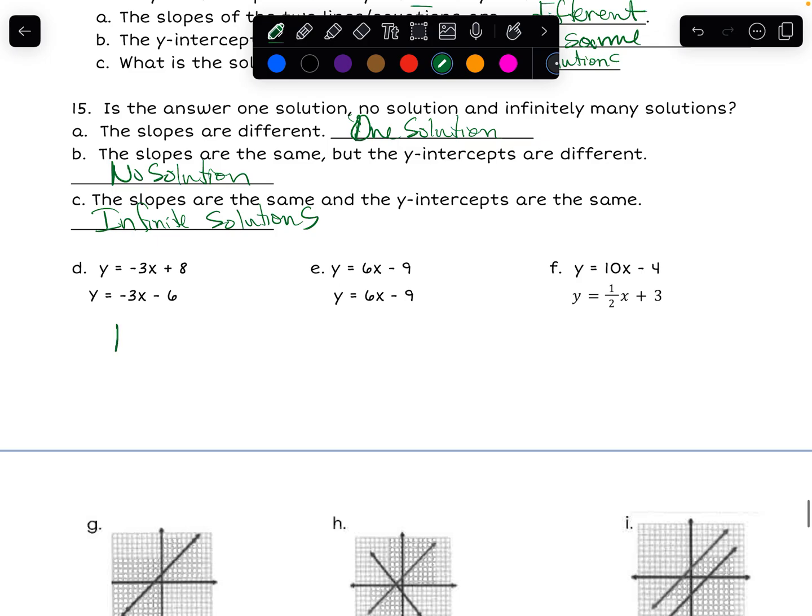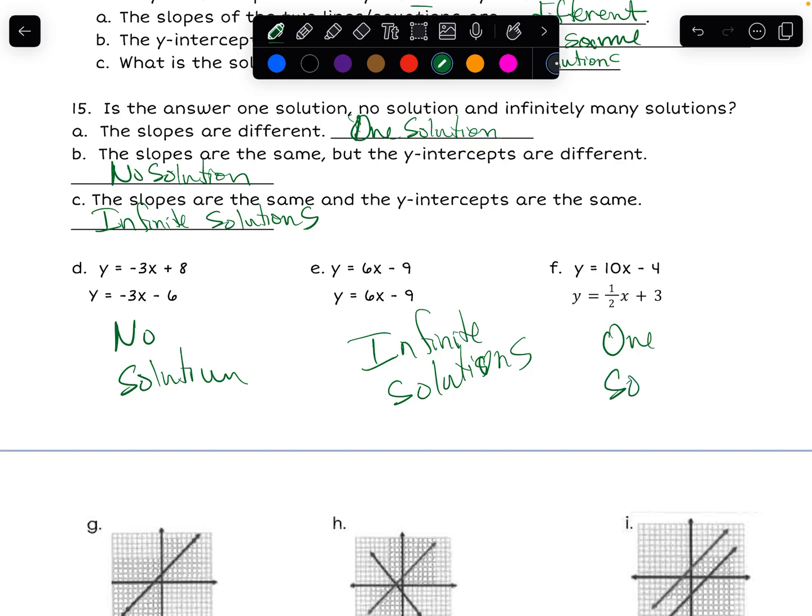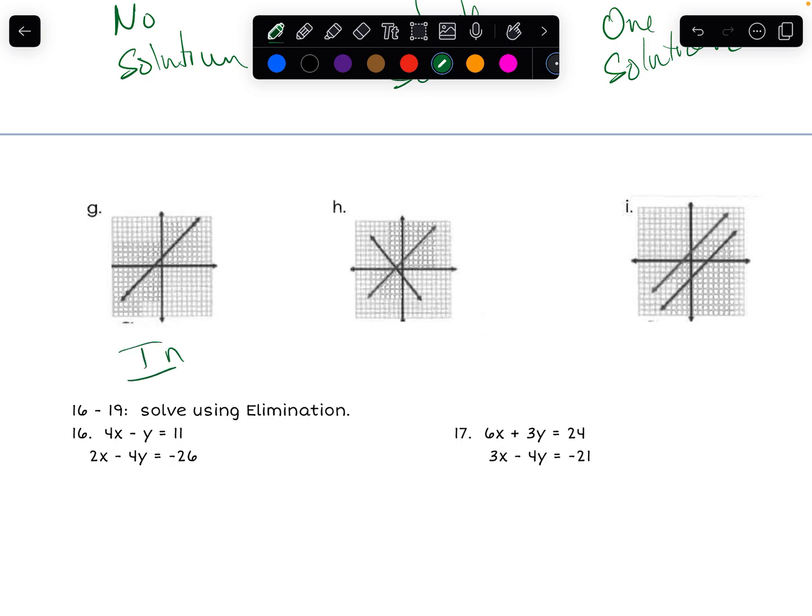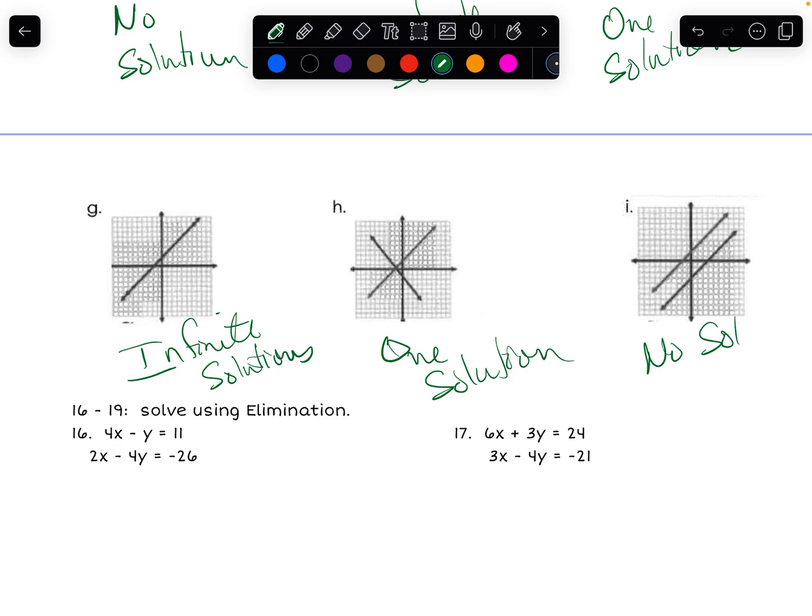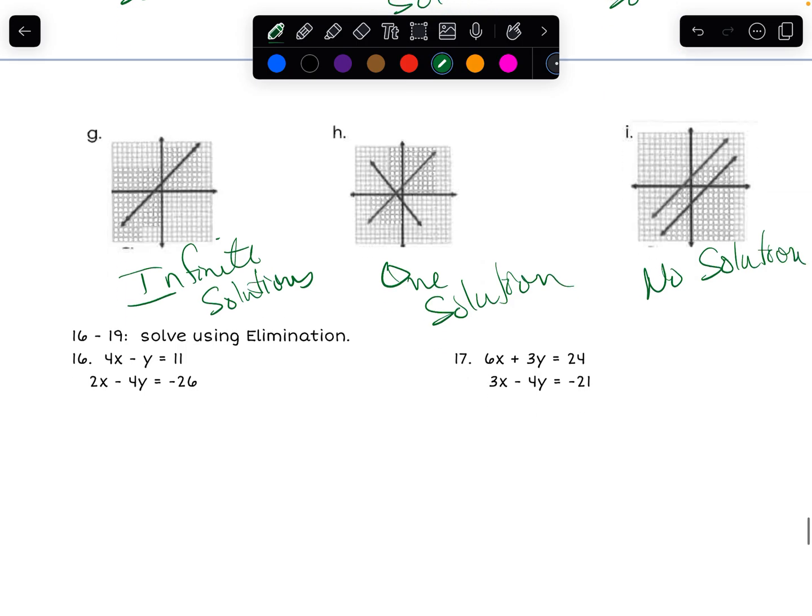So this one, no solution. Infinite solutions. One solution. Infinite solutions. One solution. No solution.